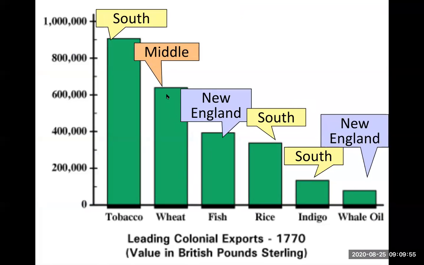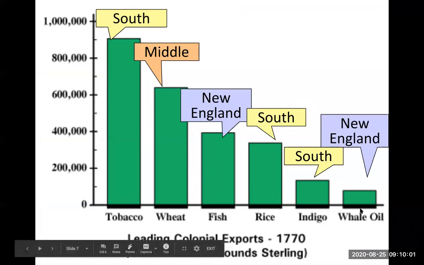So the middle colonies are going to export wheat. The middle colonies get labeled the breadbasket of America. And then when you look at New England, fish and whale oil are their leading colonial exports. Whale oil was used in lanterns as a fuel for lights.